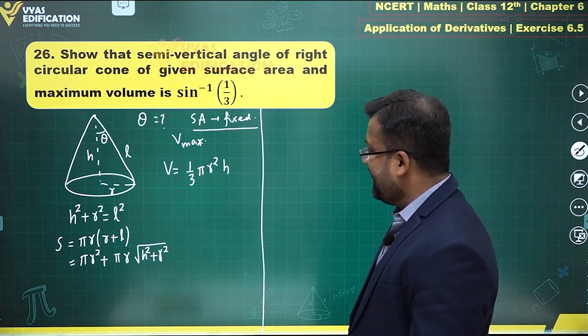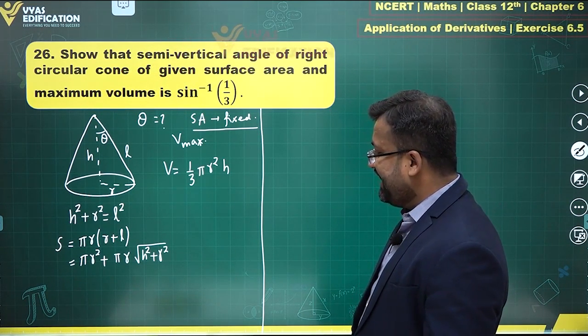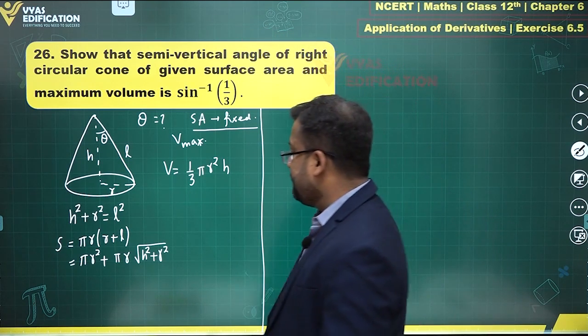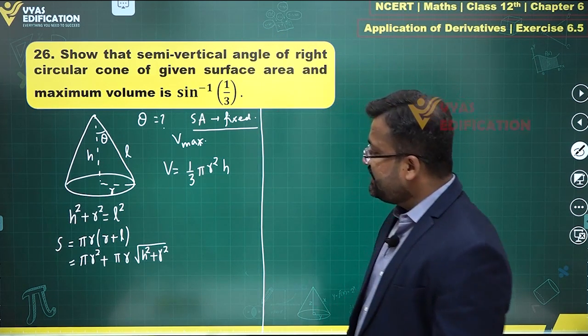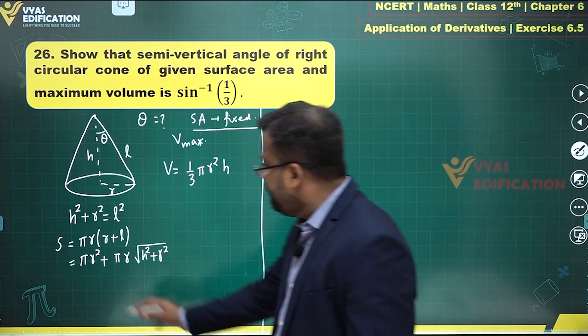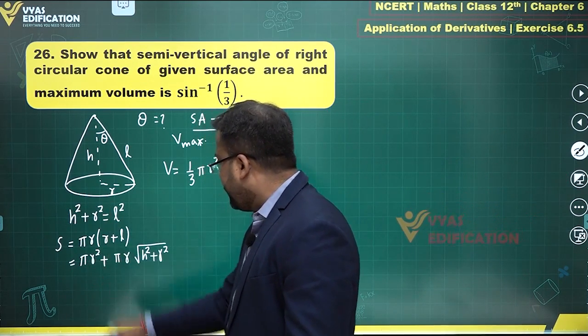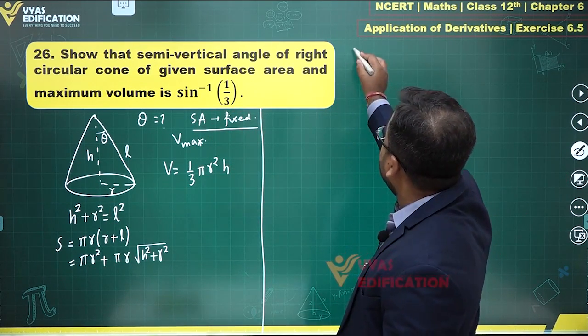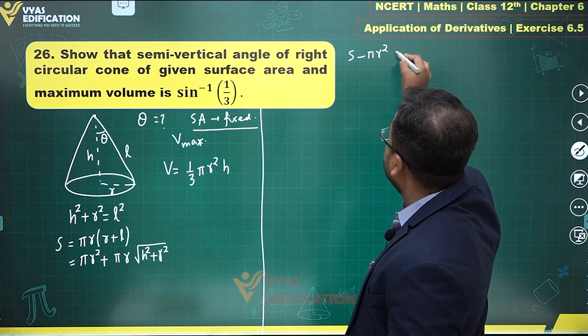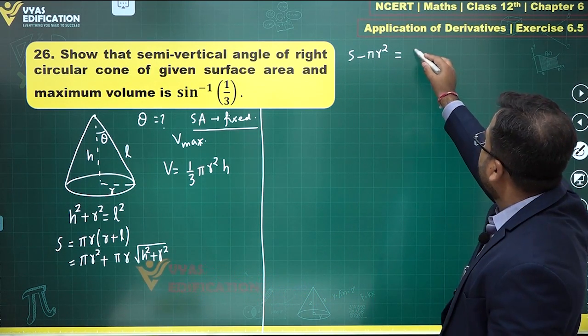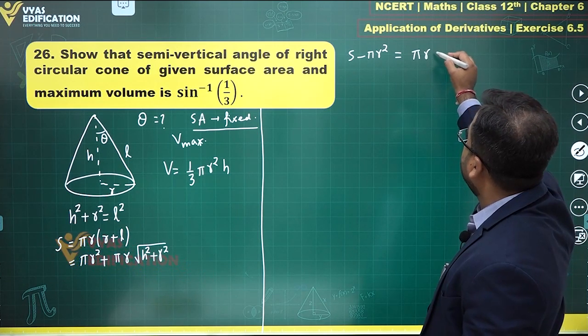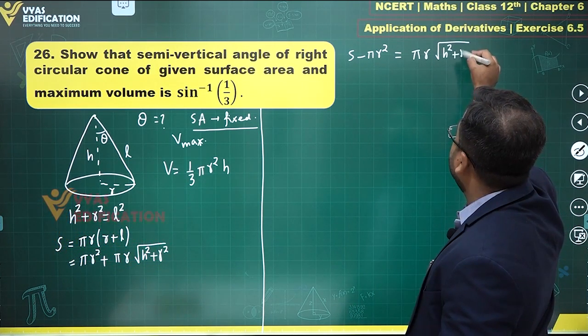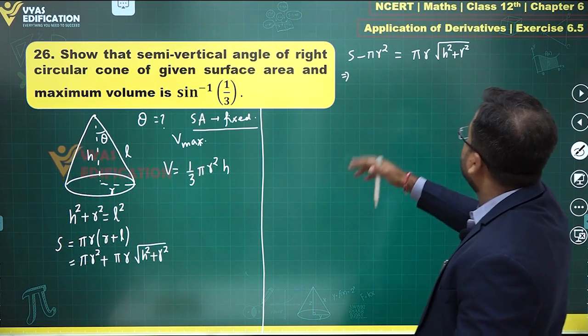Okay, so let's do some calculations over here and see where that takes us. S is fixed, right? And this pi, for that matter, can be dealt with easily. So S minus pi R square is what I get, and this is equal to pi R times under root of H square plus R square. Let's see, can we square this?